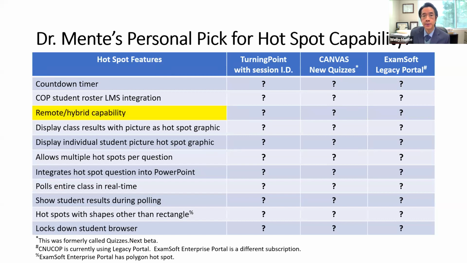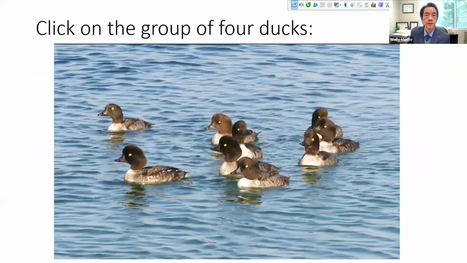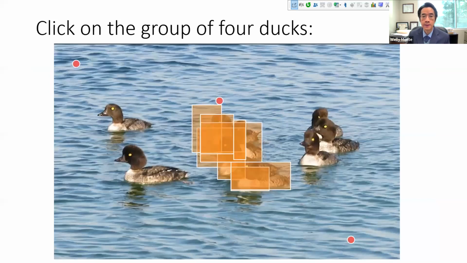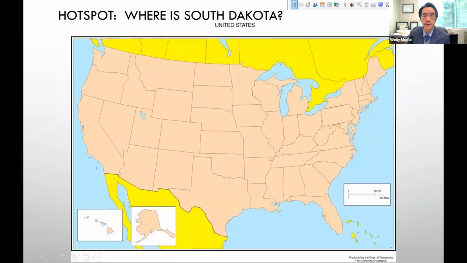So I'm going to show you what my pick is. The remote hybrid capability is obviously a big feature. So think about this: if you're in the audience and you were asked, let's pretend you're a student, to click on the group of 4 ducks. So you had to basically identify in this picture, where are the ducks? This is an area that shows you, okay, here are the ducks, they're in the center. The red would indicate that that's an incorrect response at this point. Now, this would be a typical question type that we can ask an audience. We can say, for example, where is South Dakota?